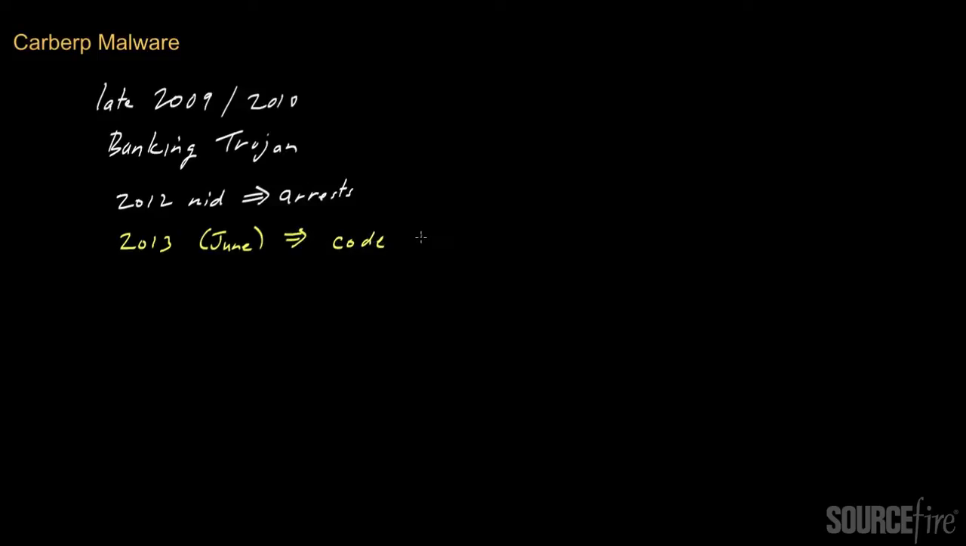We saw this happen previously with a threat called Zeus. When the source code for that leaked, a lot of copycat variants were made, and a lot of improvements were made to Zeus. I expect the same thing is going to happen with Carberp now that more people can get their hands on the source code.